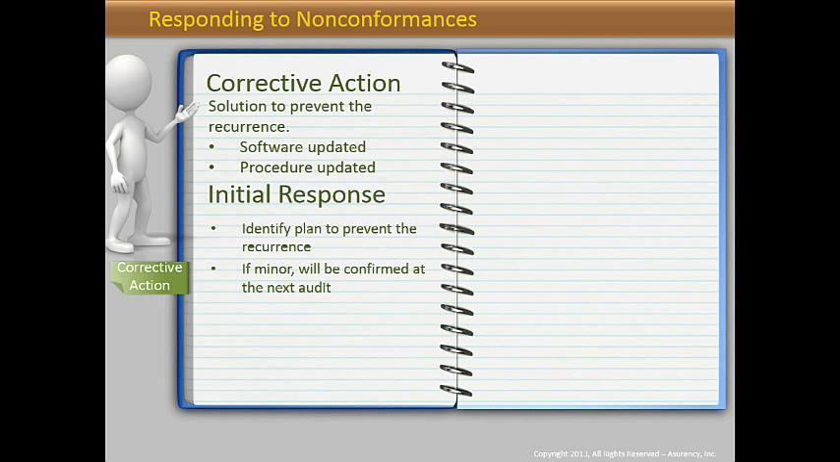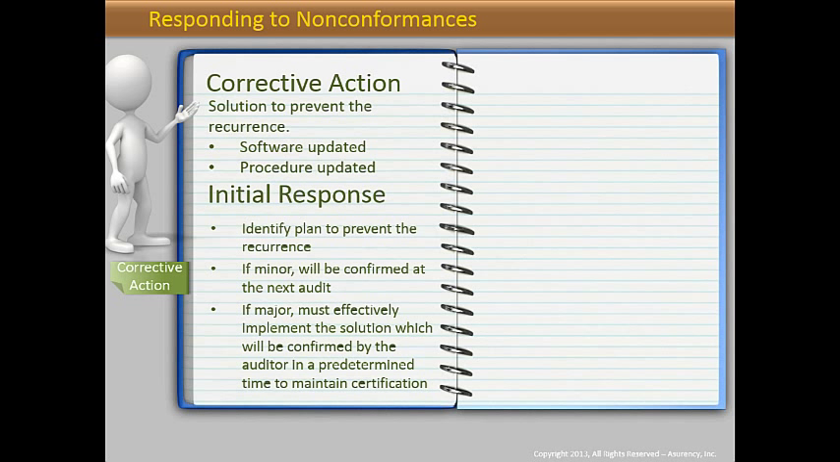If the non-conformance was a minor non-conformance, the effective implementation will be confirmed by your auditor at the next audit. If the non-conformance was a major non-conformance, you will need to implement the solution and verify it eliminated the non-conformance within a predetermined period of time, identified by your auditor. Your auditor will then return to close out the non-conformance in order to maintain certification.